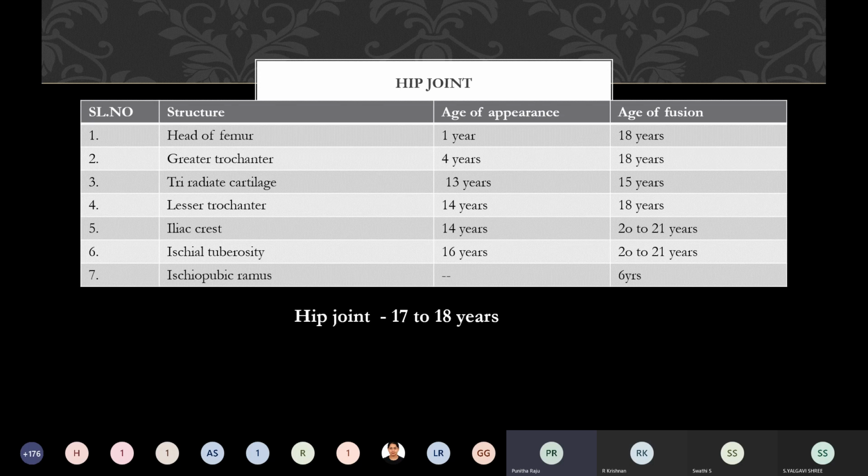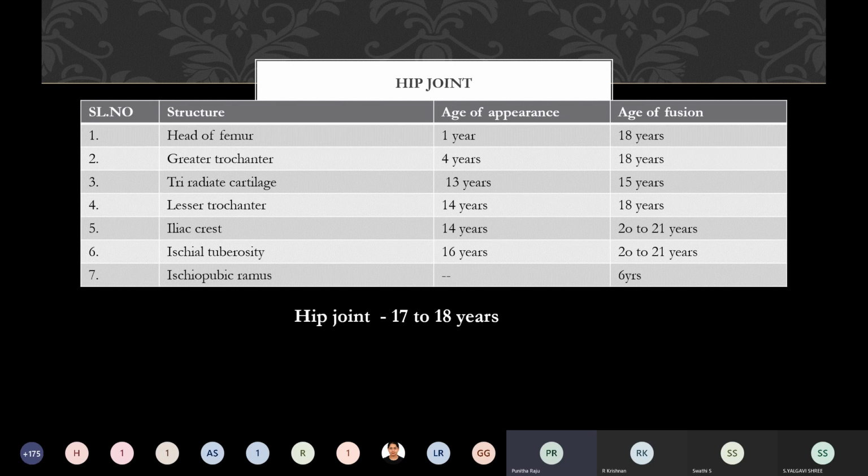So the next very important part is the iliac crest. That is the topmost one. The iliac crest appears at the age of 14 years and it fuses at the age of 20 to 21 years. And the next is the ischial tuberosity, which appears at the age of 16 years and it fuses at the age of 20 to 21 years. Both iliac crest and ischial tuberosity fuse at the age of 20 to 21 years.